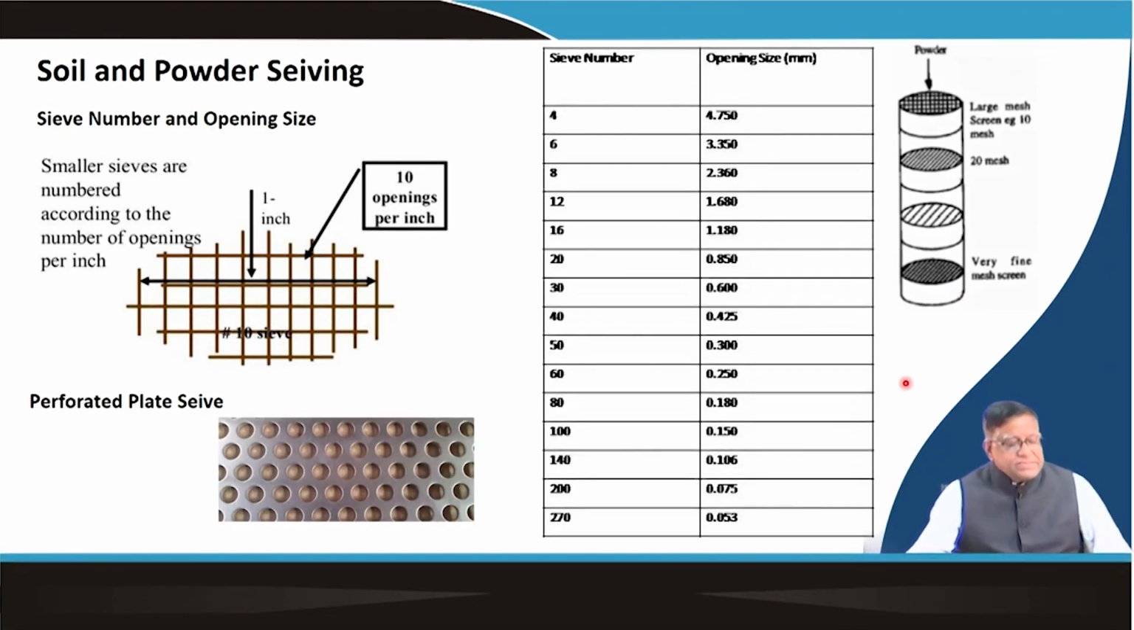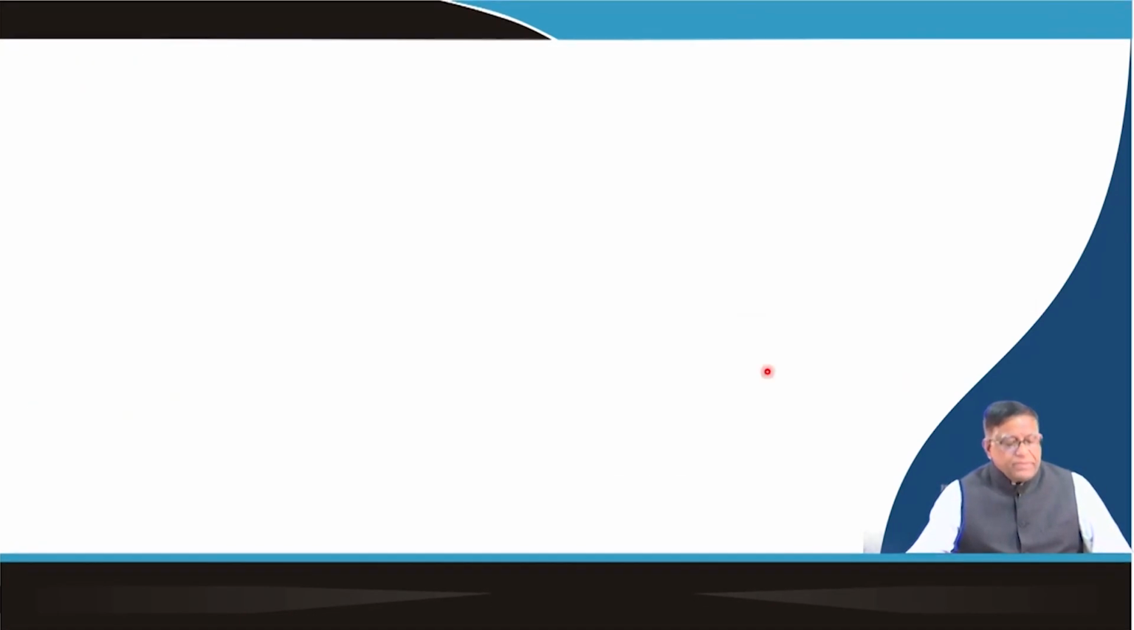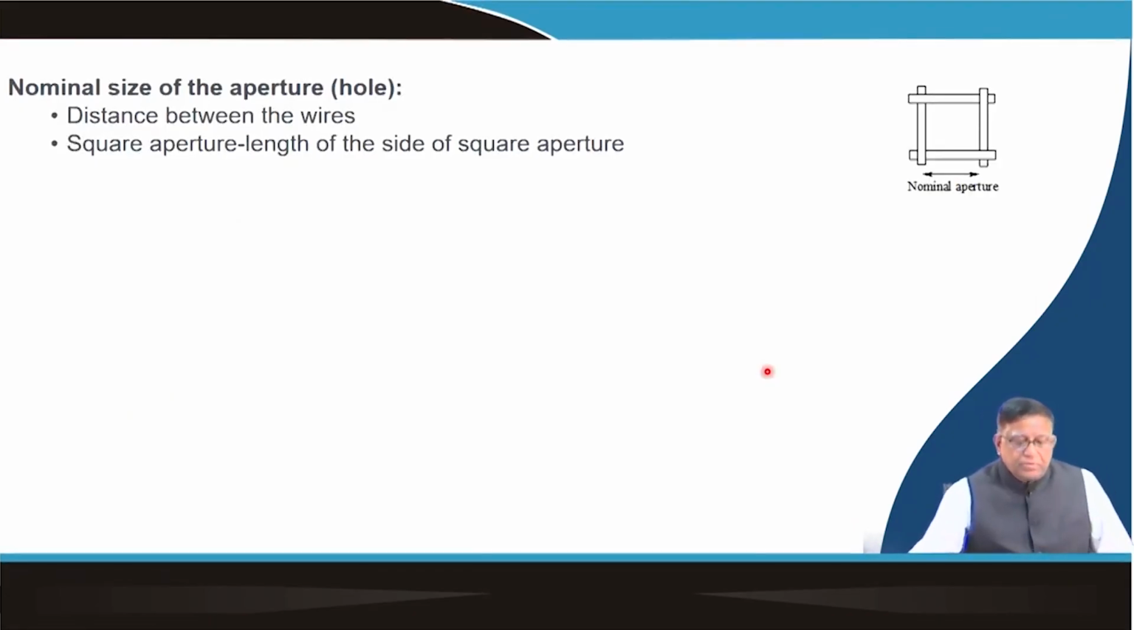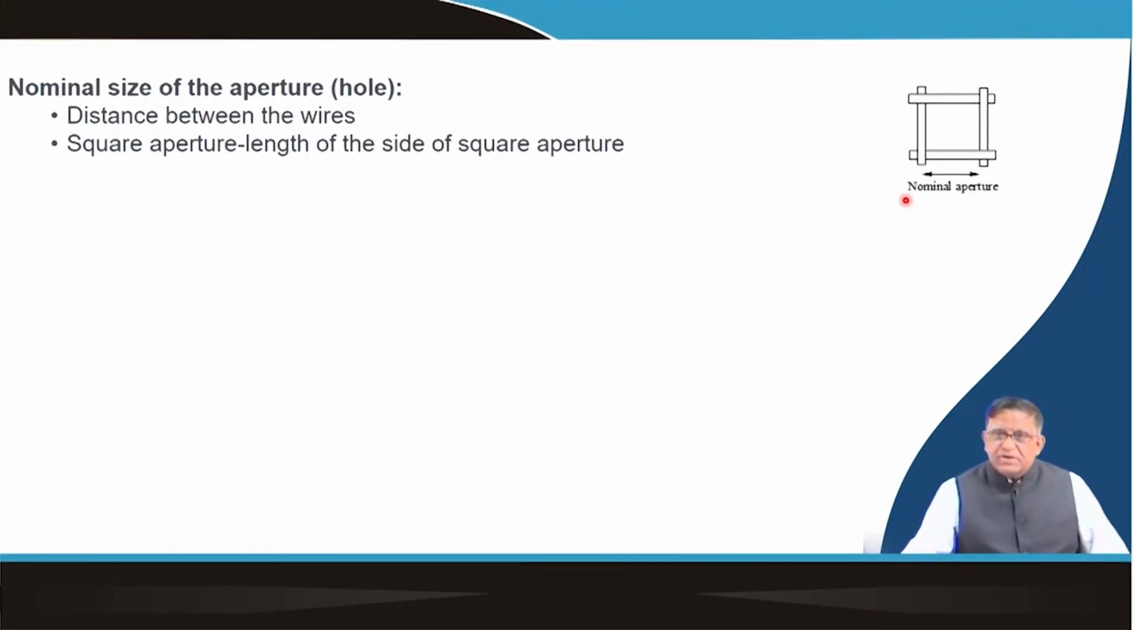Now, what is done in sieving is the nominal size or aperture of the sieve or the screen sieve, which is given by this one. The distance between the wires is called the nominal aperture. Now, when you do the calculations of how the sieving will perform, because these wires also occupy some space, that will have to be taken care of.